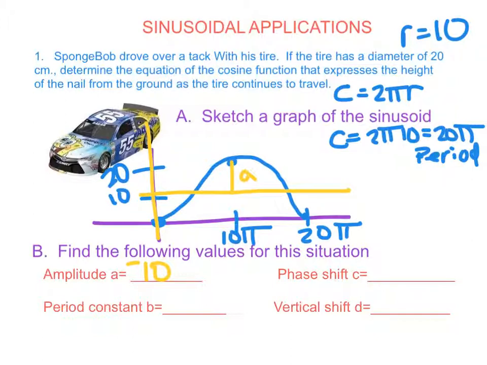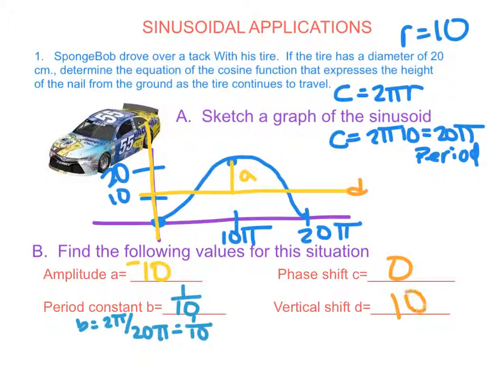For my period constant, let me pick a different color. Let's use a teal. So my period constant, my B, is equal to 2 pi over 20 pi, which is going to give me 1 over 10. 1/10 is my period constant. Then for my shift, let's use orange. I didn't move over to the right at all, and my vertical shift is up 10. And so there are all my values for the tack in the tire going from the ground up to the top, back down to the ground.